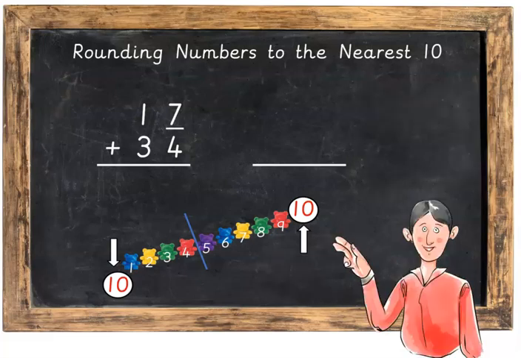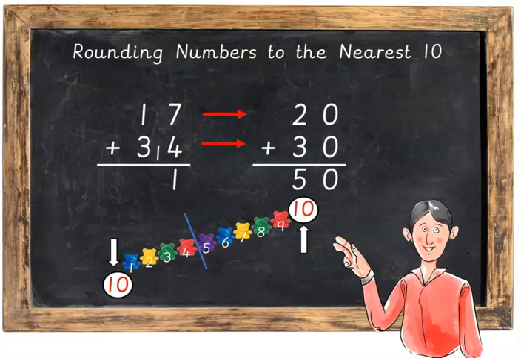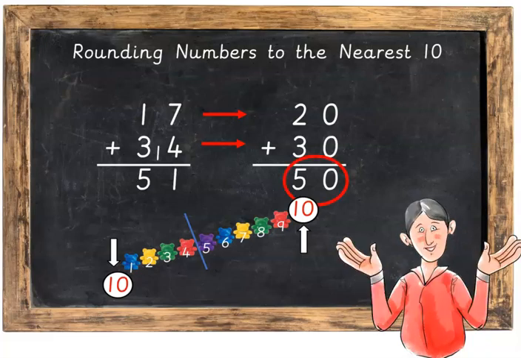Okay, so the number 17, because it ends in a 7, will get rounded up to 20. And then the number 34, because it ends in a 4, must get rounded down to 30. So 20 plus 30 is 50. And then 7 plus 4 is 11, carry over the 1. 3 plus 1 is 5, 51. So the rounded number actually turned out to be quite similar to the accurate answer.